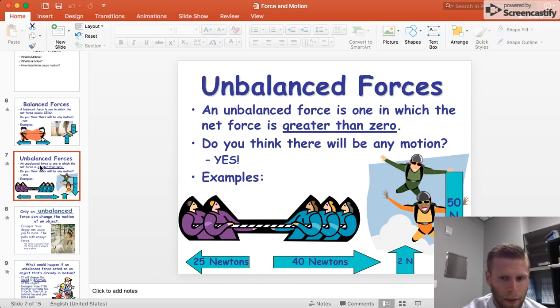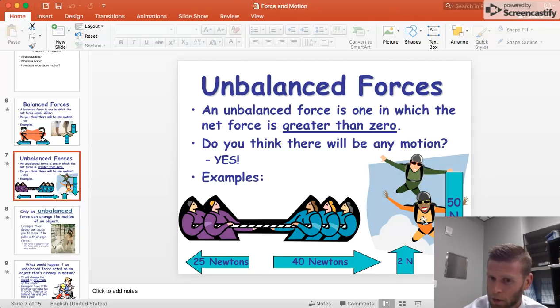Now on to unbalanced forces. So an unbalanced force is one in which the net force is greater than 0, meaning that my arrows don't add up to the same. So is there going to be motion? Well, let's look at our examples. I have 2 people skydiving over here. We have Raphael and Jocelyn just skydiving away. All right, 50 newtons pulling them down, right? That's pulling down with only 2 newtons of resistance.